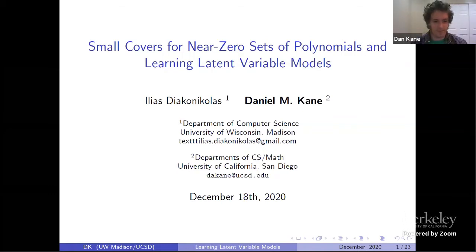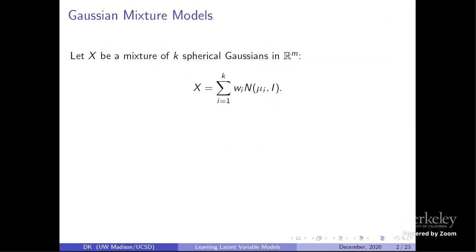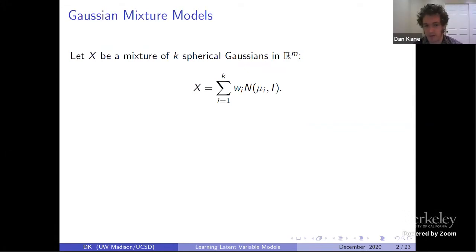Hey, yeah. So I'm going to talk to you today about small covers for near zero sets of polynomials and learning latent variable models. This is all joint work with Elias Diakonikolas from UW-Madison. So let's start with a basic problem. Let's look at learning Gaussian mixture models. So X here is a mixture of K, let's say spherical Gaussians in R^m. So you've got some number of means mu_i and some weights w_i, and you pick one of these means with probability proportional to its weight, and then you return a sample from the identity covariance Gaussian with that mean.